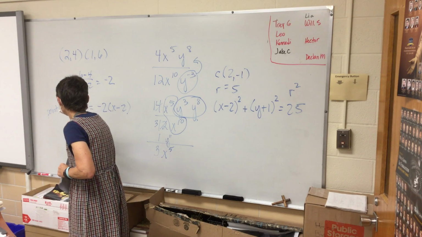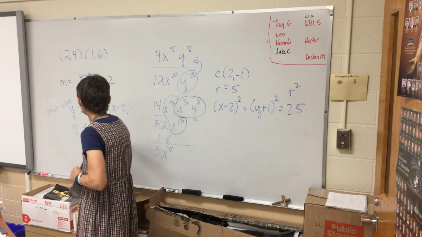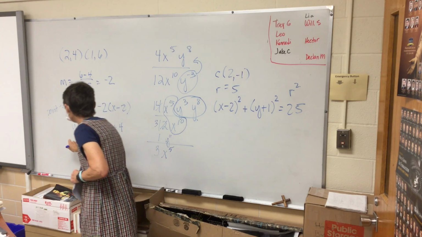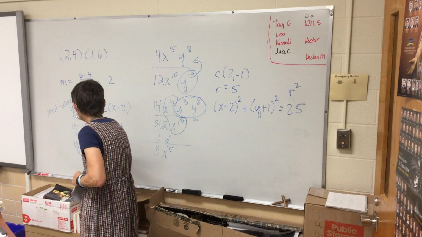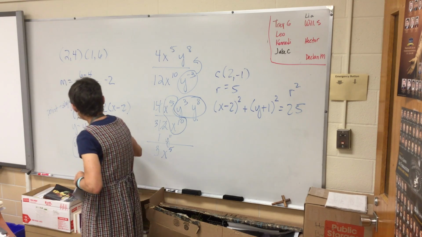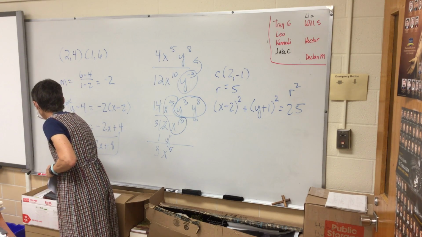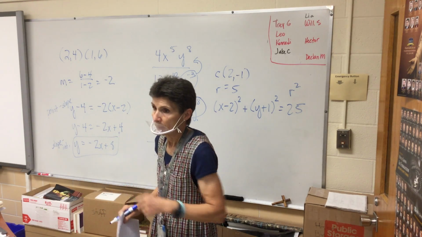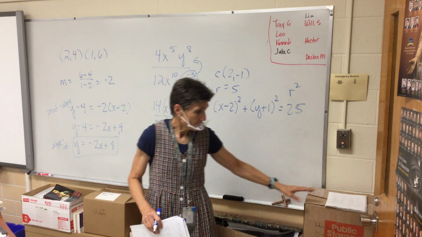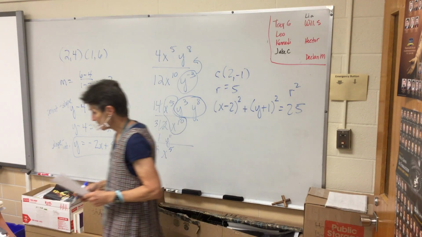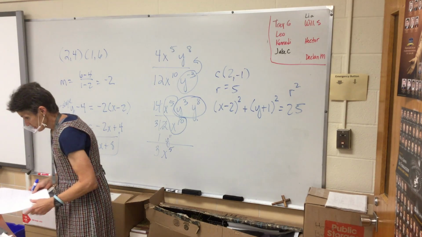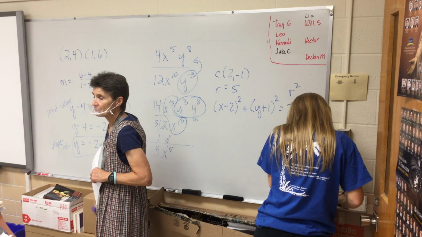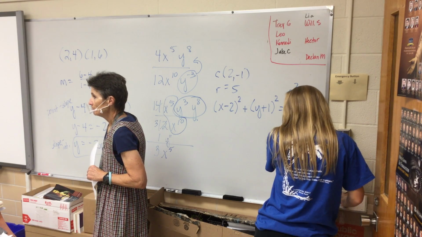Distribute. And add 4. So that would be the slope intercept form. So getting from here to here is not a big deal though. You can do that. Right?